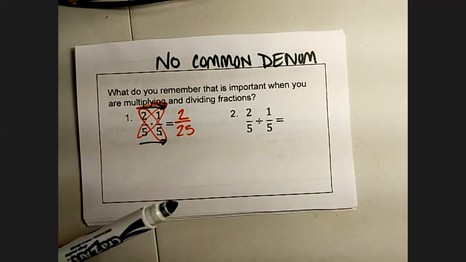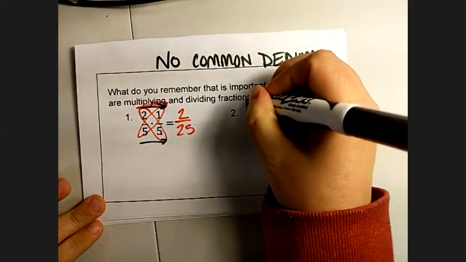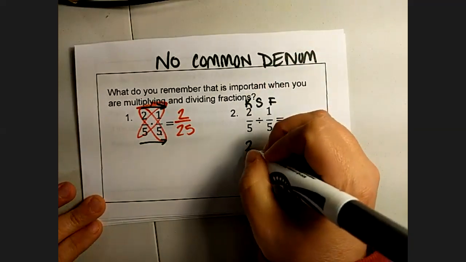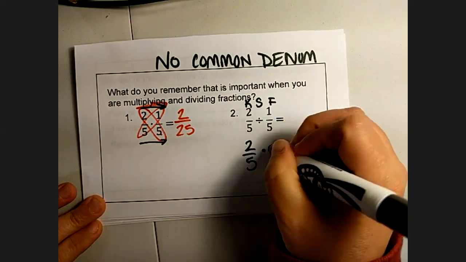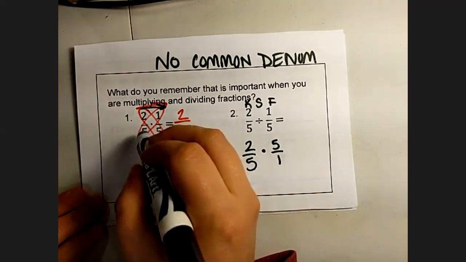Dividing fractions is a little bit different. Dividing, if we remember from class, has a little saying. We say keep, switch, and then flip, or keep, change, and then flip. So we're going to keep that. We're going to change this, and then we're going to flip this fraction. Once we flipped it, then we follow multiplying rules.